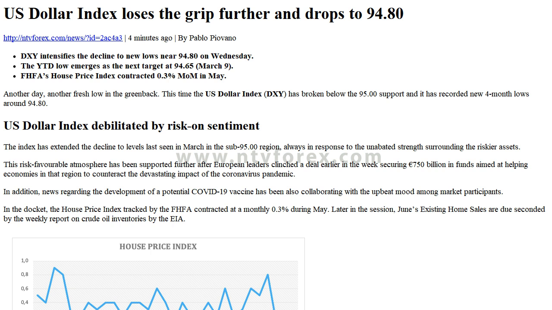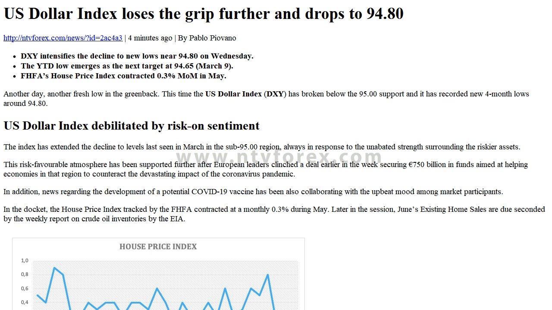In addition, news regarding the development of a potential COVID-19 vaccine has also been collaborating with the upbeat mood among market participants. In the docket, the house price index tracked by the FHFA contracted at a monthly 0.3% during May. Later in the session, June's existing home sales are due, seconded by the weekly report on crude oil inventories by the EIA.